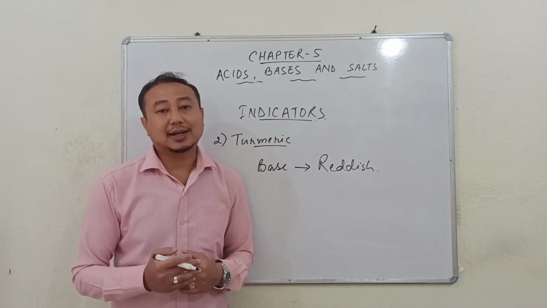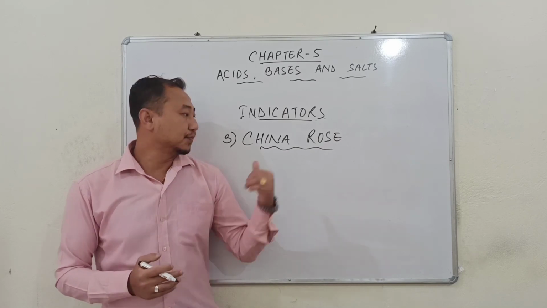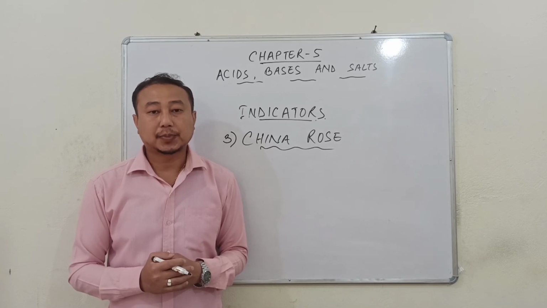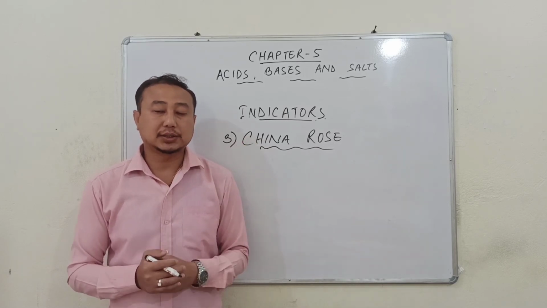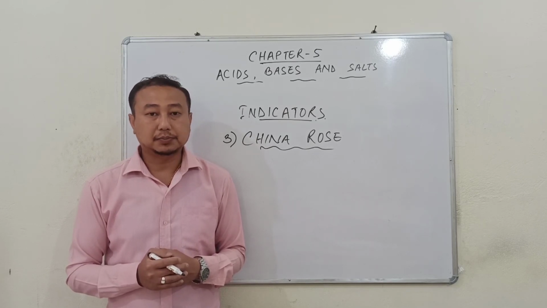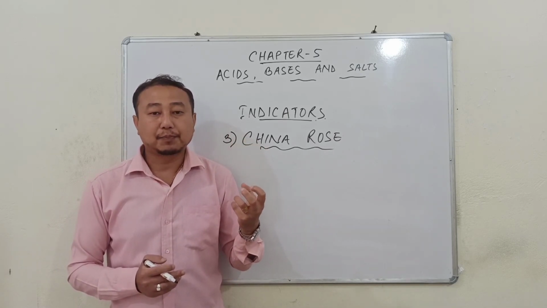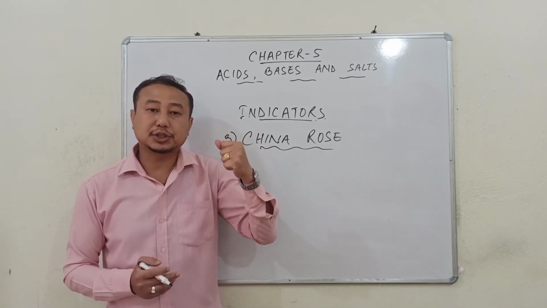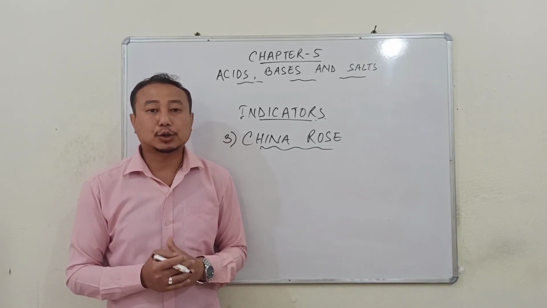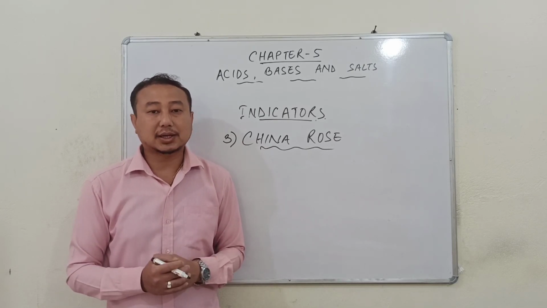Now let's come to the next type of indicator. The next indicator that we are going to discuss is China rose. China rose, which is also known as hibiscus, generally has colorful petals. The most common color of the petals of the China rose is either red or pink. So when we take the colorful petals of this China rose flower, crush it, remove the juice from that and mix with some amount of water, we will get the China rose petal solution. This China rose petal solution is pink in color.